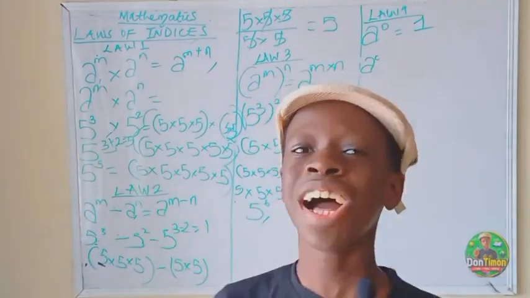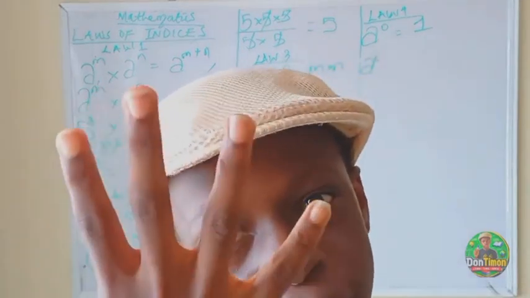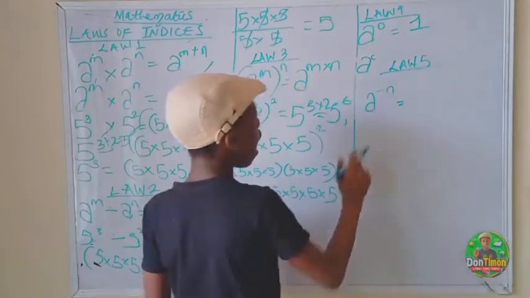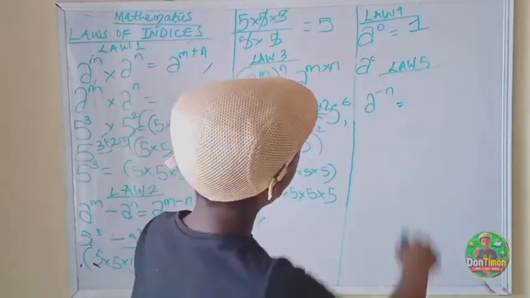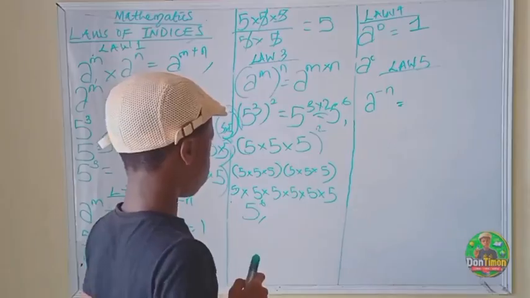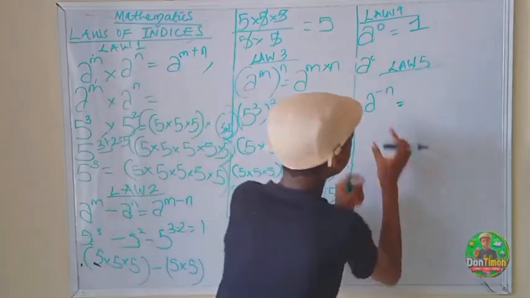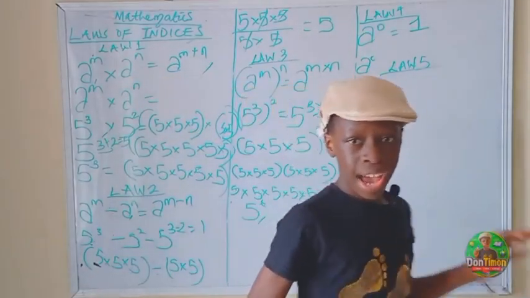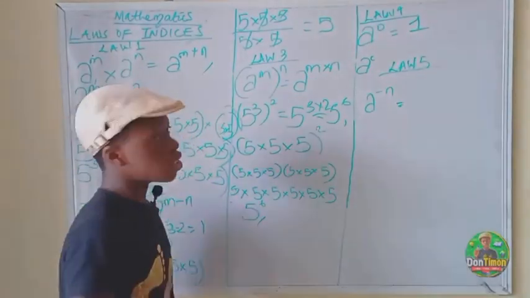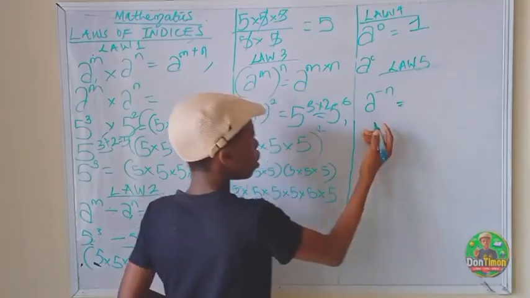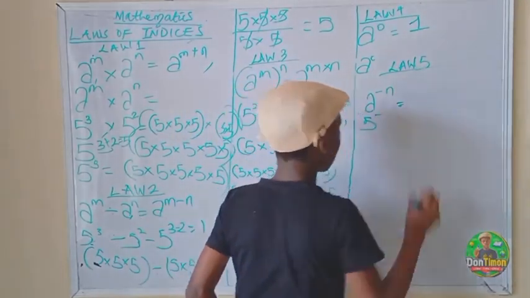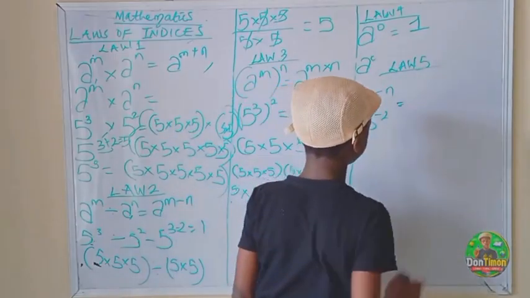Now, let's move over to law 5. It says here in law 5, a raised to the power of minus n. We have never done minus before, so how are we going to do this? First of all, let me give you an example to further your knowledge on this law. Let me do 5 raised to the power of minus 2.